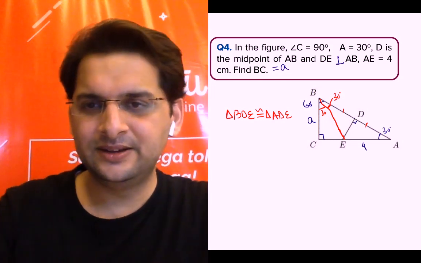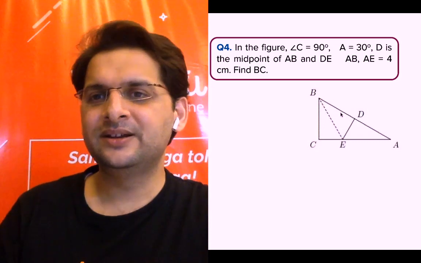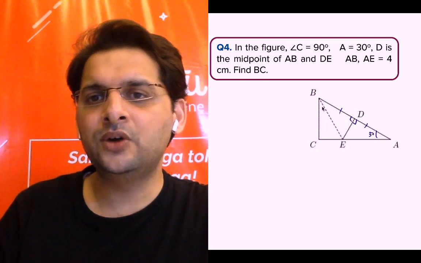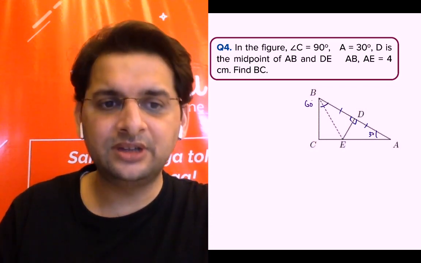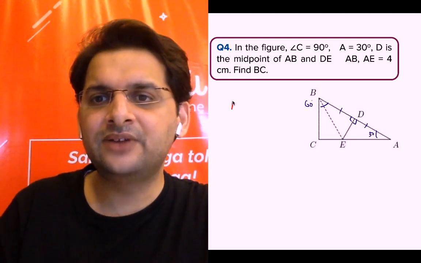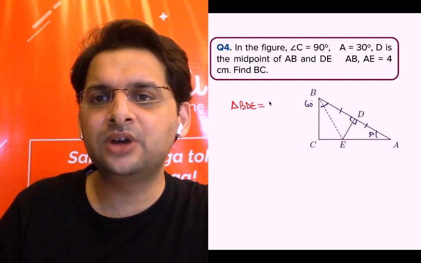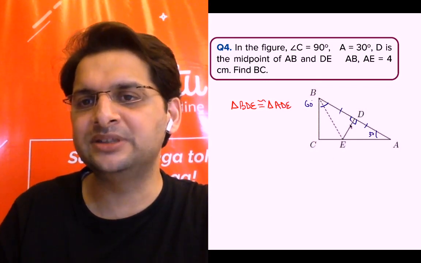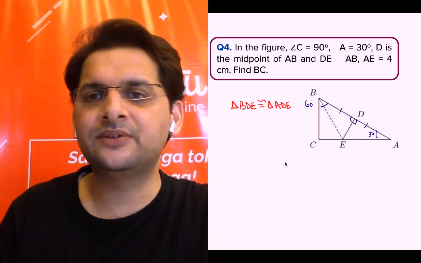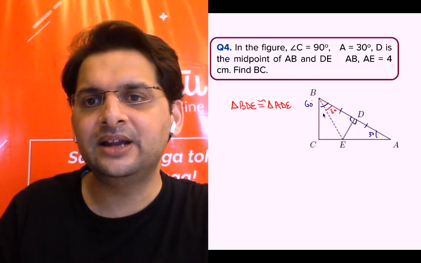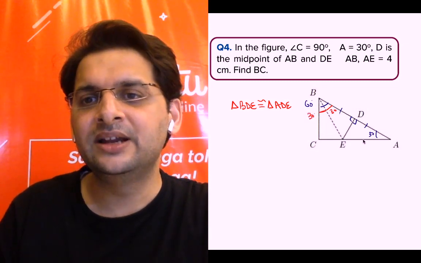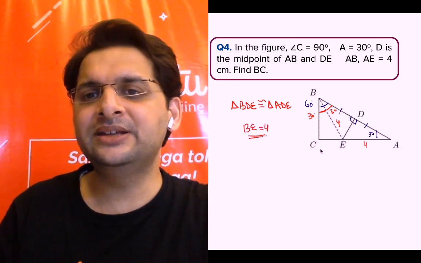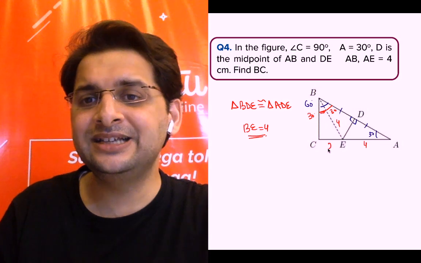So, the solution. We've joined BE. This is 90, this is the same, this is 30. The overall angle was 60 degrees. So now the claim is triangle BDE is congruent to triangle ADE. And this can easily be proved because this is a common side, 90 degrees, two sides are the same. The triangles are congruent. So this angle is 30 degrees, and hence this angle is also 30 degrees. If this is 4, can I say BE is also 4? BE is also 4.